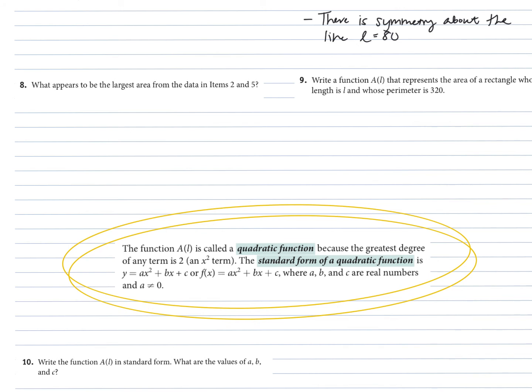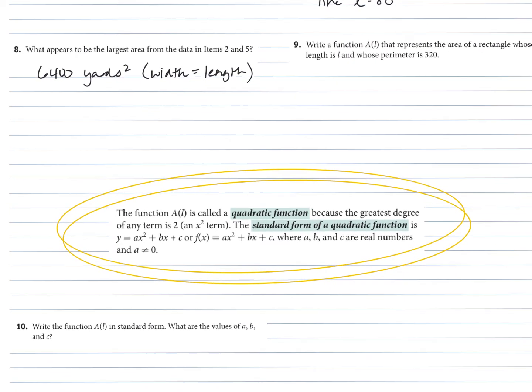Number 8 says, what appears to be the largest area from the data in items 2 and 5? So it's asking us to look at the table and the graph. What do you think is the largest area? Go ahead, check those out, and write down what you think that is. Did you see the largest area is 6,400 yards squared? Or if you said square yards, that's totally fine. And we see that this occurs when the length and width are 80 yards. So maybe we're going to notice that the biggest area is when our width equals our length, when those 2 numbers are exactly the same.